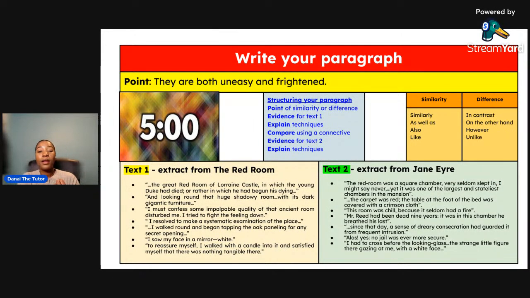Okay? So have a go with this one. It's a similarity paragraph. The quotes that are on the screen, the structure of your paragraph is there in the middle. And then you've got, again, some connectives that you can use. And this time, because it's a similarity, you would link your points with similarly, as well as, okay, etc. So 5 minutes for this one starts now, and then after the 5 minutes, we'll look at the example paragraph for this point.